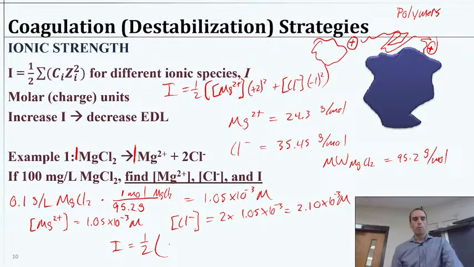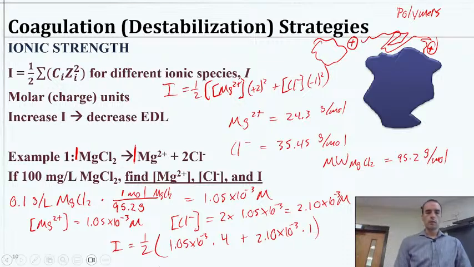Okay, so then I have 1/2 times 1.05 times 10 to the minus 3rd times 2 squared, which is 4, plus the Cl minus, which is 2.10 times 10 to the minus 3rd times its charge, minus 1 squared, which is 1. And then I'm just going to pull up Excel to do that. Is this making sense? Good. So hopefully that's fairly straightforward.